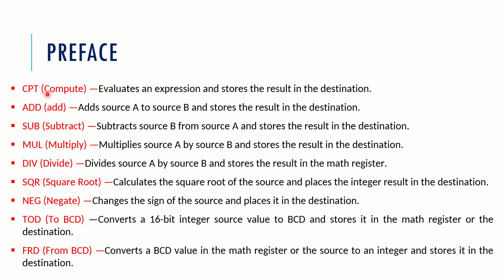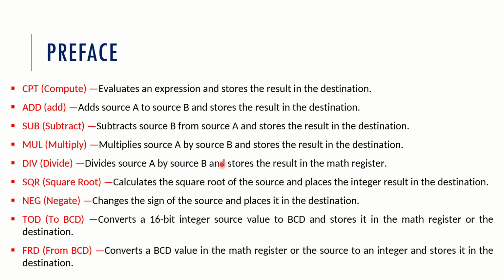First one is CPT, compute, that evaluates an expression and stores the result in the destination. Next, there is addition, which adds source A to source B and stores the result in the destination. Then there is subtraction. Here you need to be a bit considerate because it subtracts source B from source A. So here source A is the primary one, from which we need to subtract source B. Again the result will be stored in a third destination. Then in multiply, it multiplies source A by source B. Then there is divide, it divides source A by source B.